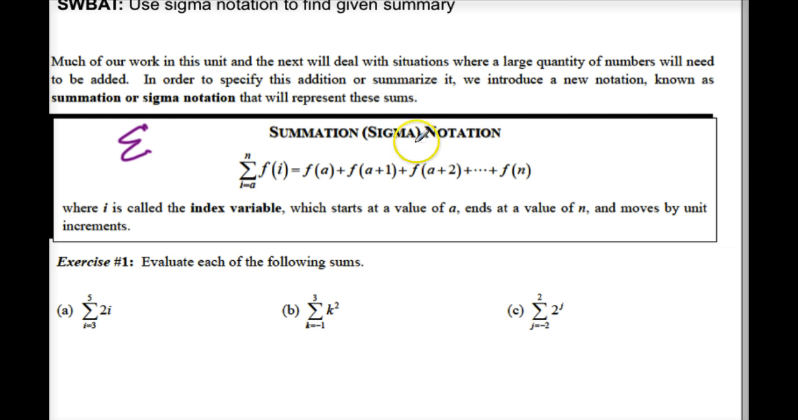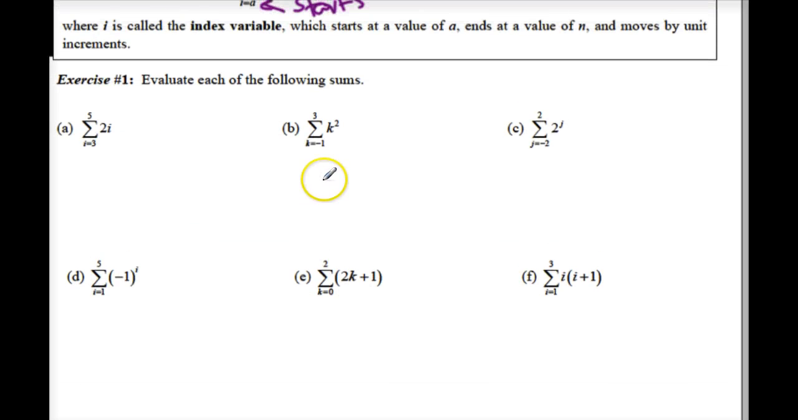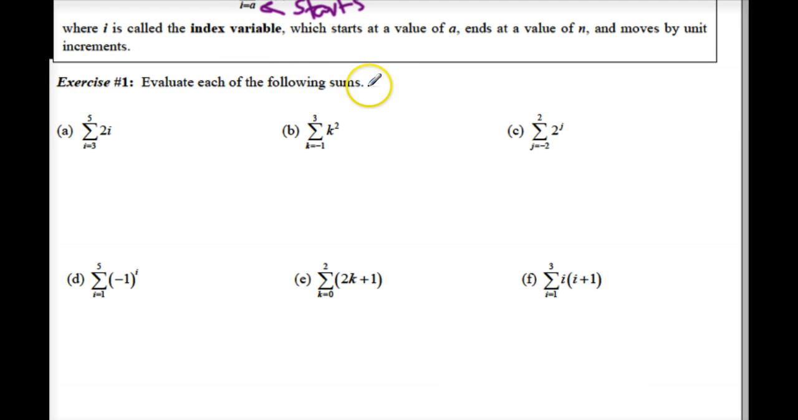So a summation or sigma notation looks something like this, where f of i is a function, and that's called our index variable. It can be i, it can be any letter. This kind of corresponds to here. Then it says it starts at a, and this number at the bottom is where it starts. And then here is where it ends. So the first few examples are to evaluate each of the following sums.